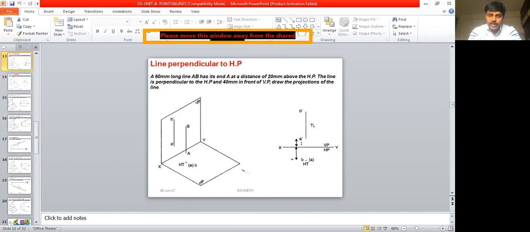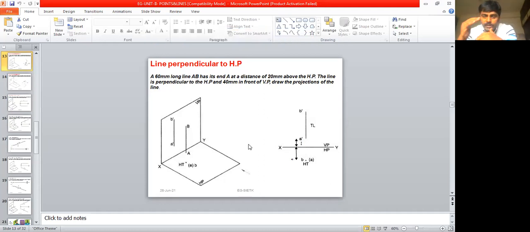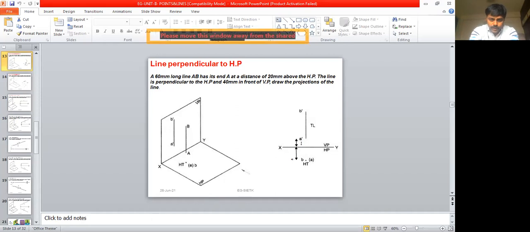Now let me see. Point A is 20 mm above HP and it is 40 mm in front of VP. Which quadrant is it? Above HP, in front of VP, first quadrant. In the first quadrant, how do we need to represent it? We know that A dash will always be above the XY line and A will always be below the XY line. Only this. Now let me go for drawing.